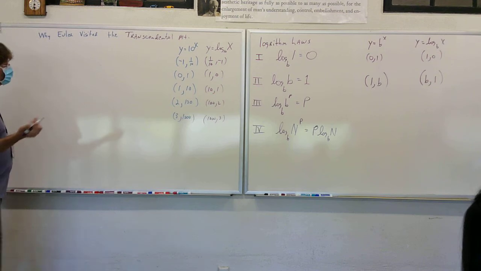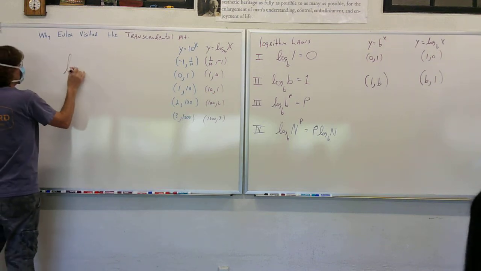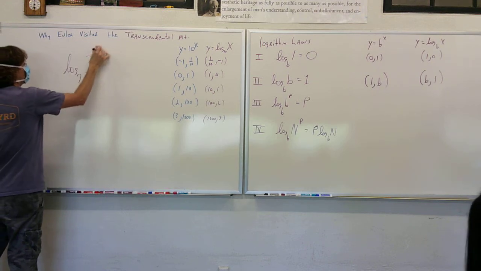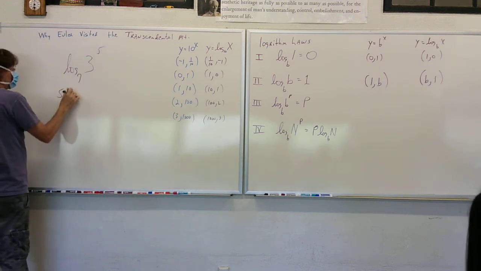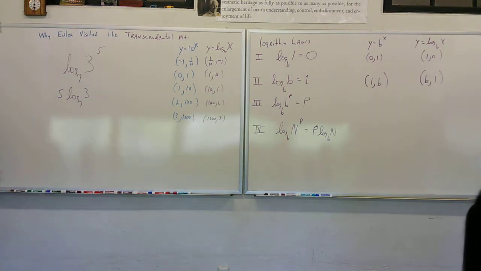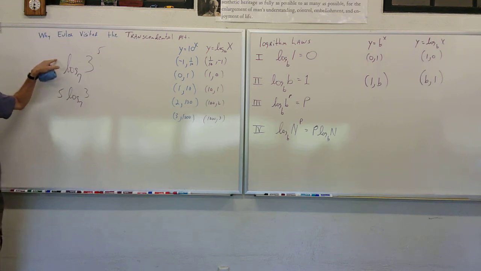All right? What this means is if I had log base 7 of 3 to the 5th, I can just simply put the 5 in front and write it like that. Okay? That's all it means. Or I could take, if I had this, I could turn it back into what? That. Is that okay?